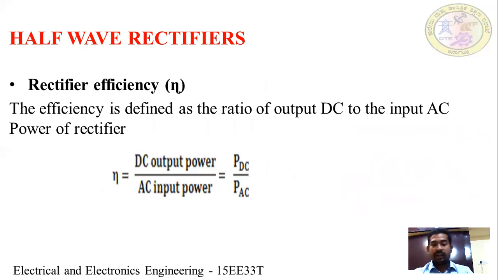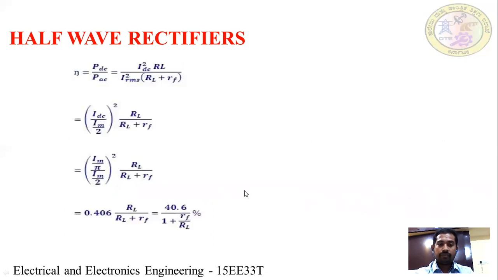Let us go for rectifier efficiency. The efficiency is defined as the ratio of output DC power to the input AC power of the rectifier, given by PDC divided by PAC. This is the equation for rectifier efficiency: PDC is I square DC into RL, divided by I square RMS into RL plus RF.